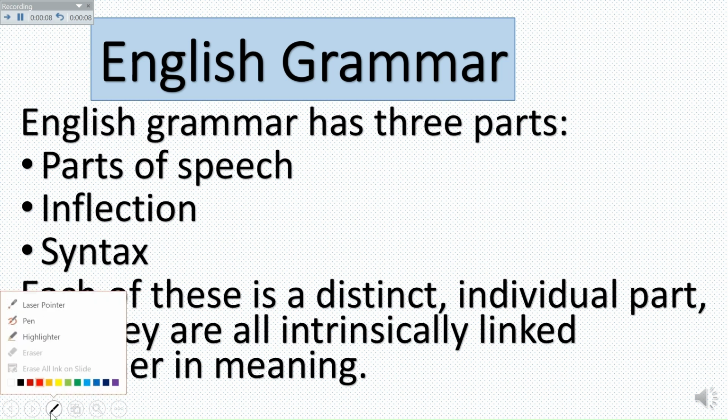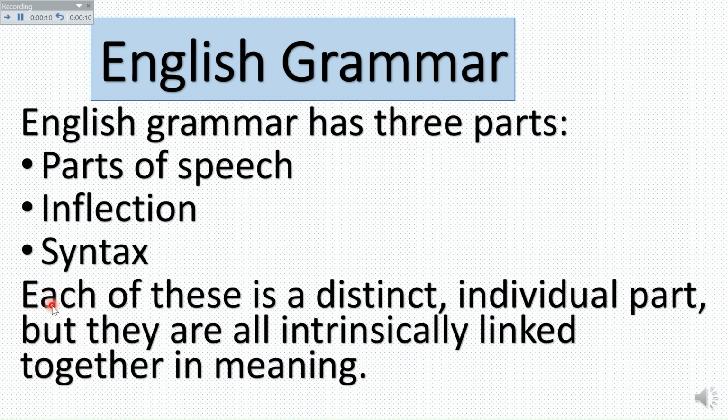Today in this video, we will talk about what is English grammar and how many parts it has.